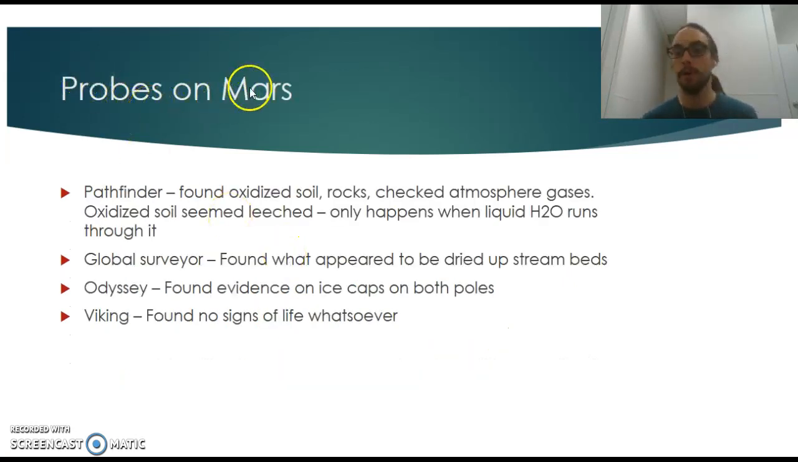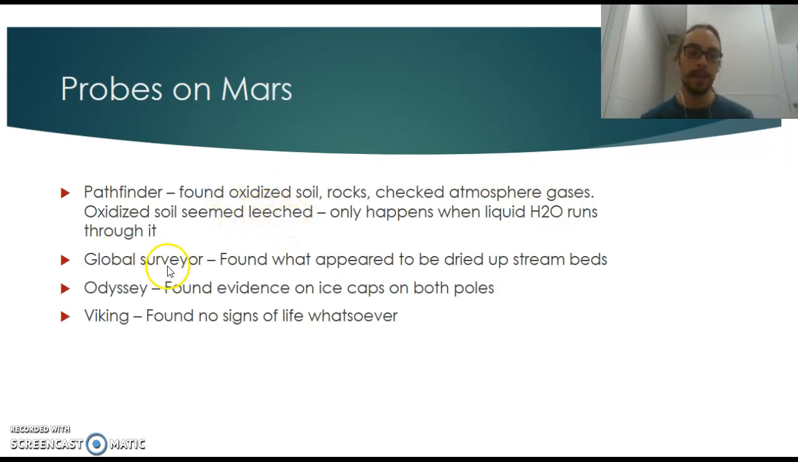So we talked about probes. Here are just some really interesting probes that went on Mars. We had the Pathfinder, which found oxidized soil, rocks. It checked the atmospheric gases of Mars. The oxidized soil seemed leached, and leaching only occurs when there's liquid H2O running through it, and that's water. So that was just a little bit of evidence that Mars has or had liquid water on it at some point in time.